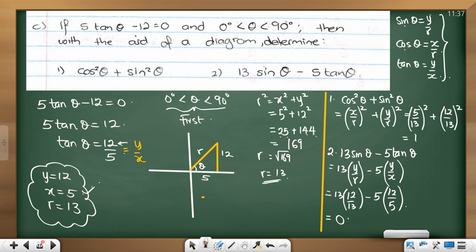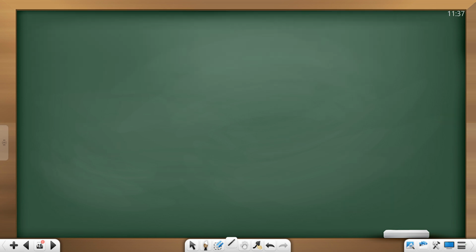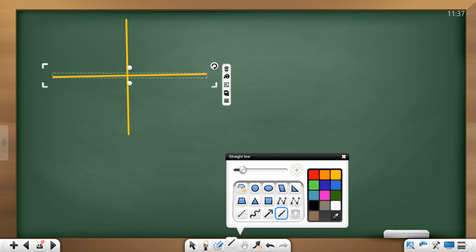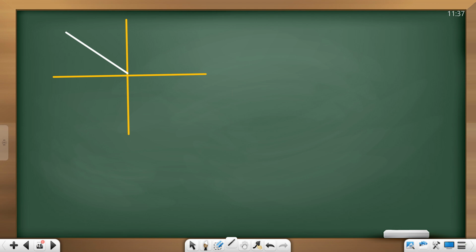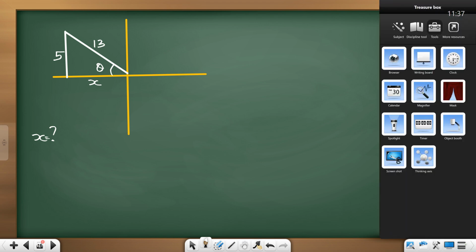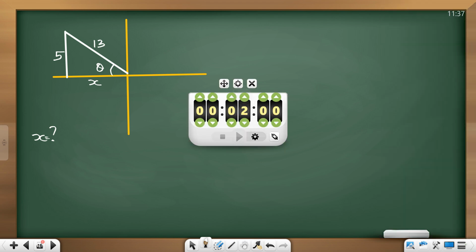For example, if I tell you to find the value of x here, which I'm going to ask you to quickly do for me, the quadrant is now here. Five. Please find me the value of x quickly. Value of x.